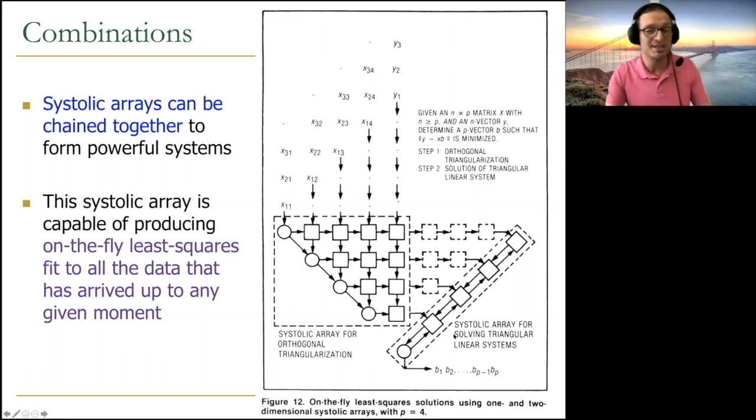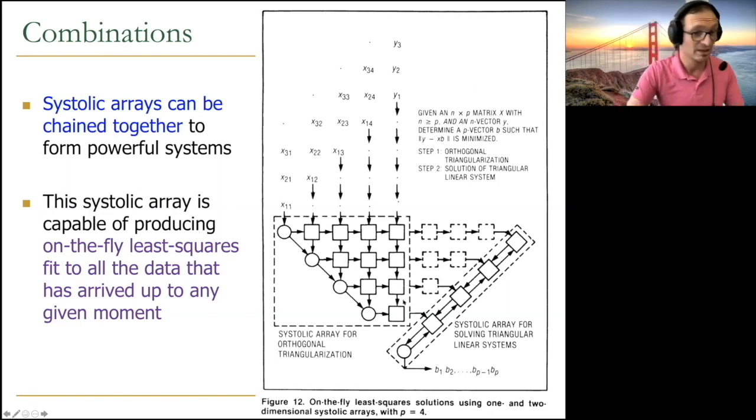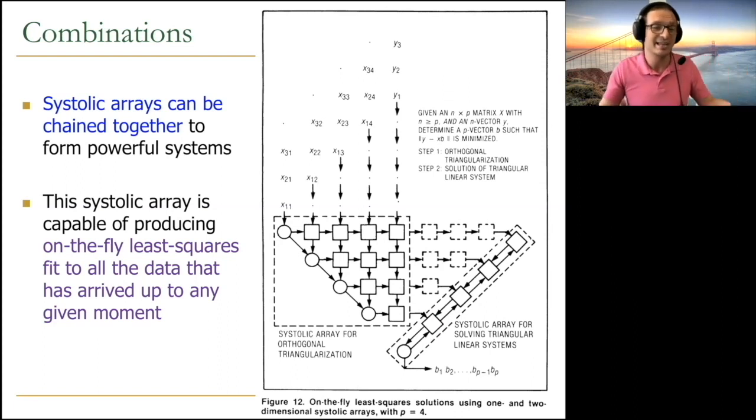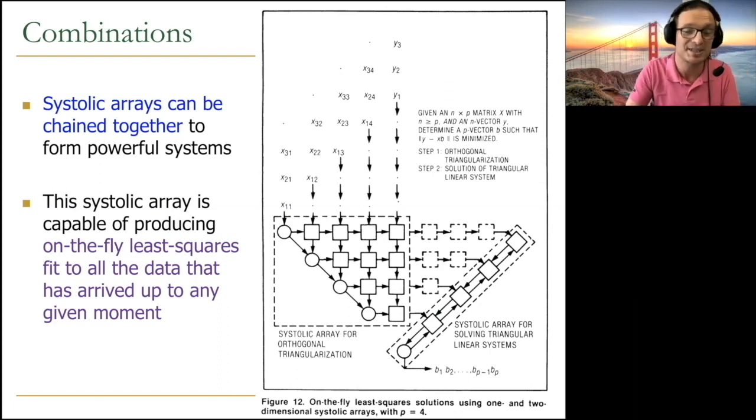This particular systolic array, for example, is capable of producing on-the-fly least squares fit to all the data that has arrived up to any given moment. So what it's doing is really stream processing on real-time data. It's trying to find a least squares function that fits this data. It's very statistical processing. It's doing some analysis on a series of data, basically. And you can see that data needs to be orchestrated nicely. Outputs need to be orchestrated.